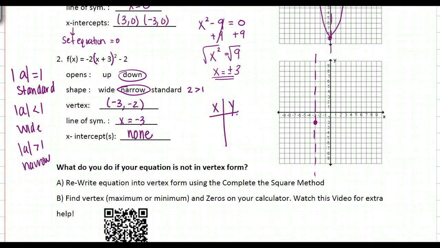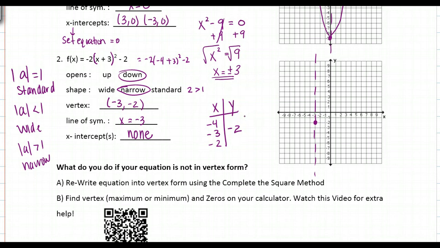So we can make an xy table. Our vertex is -3, -2, and we really need 3 points. So I like to choose one smaller and one bigger than the x value in our vertex. Now you can plug in -4 up here. You could say -2 times (-4 plus 3) squared minus 2, and you could get that value for y.